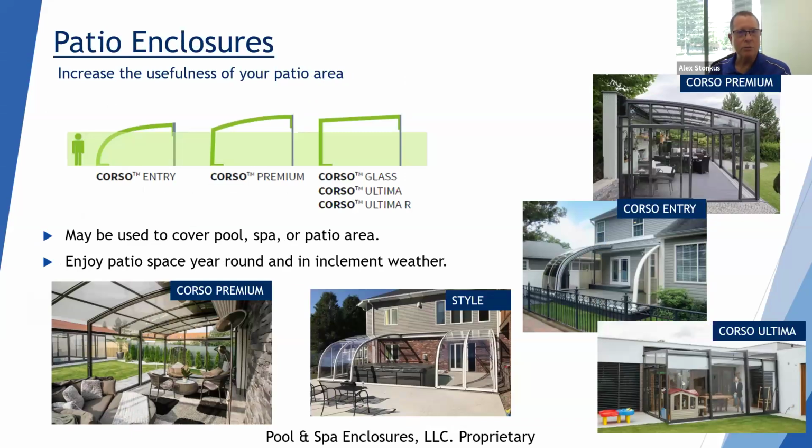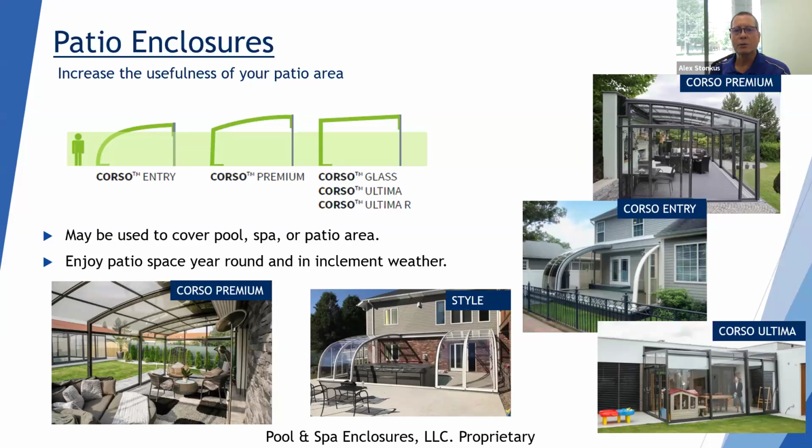Our patio enclosures, from a standpoint, our Corso Premium model, which is very popular, the most popular one, that and the entry model. But the Corso Premium model has more of an L shape. As you can see, it gives more of that vertical straight up wall versus the Corso entry model, which is more curved. So again, it comes down to preference of what people are looking for and desire and layout of a design. Again, they're all retractable.